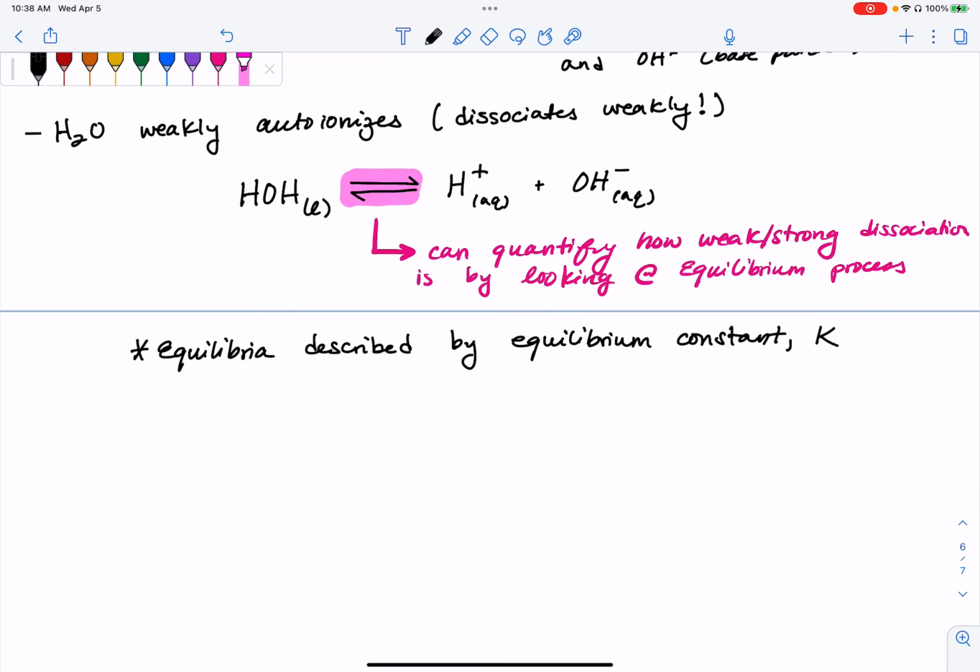K, and in general, if K is large, then the forward, in our case, the dissociation is favored. And if K is small, then the reverse, for us, the reassociation, is favored.